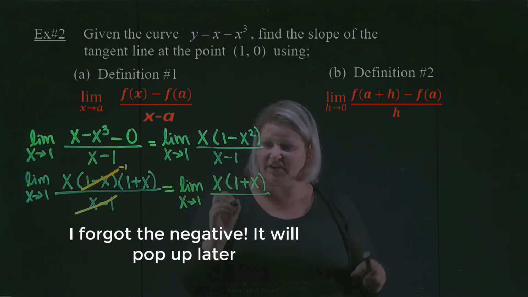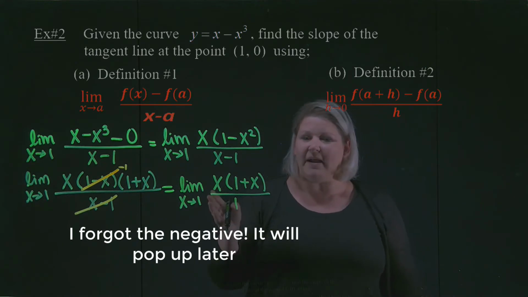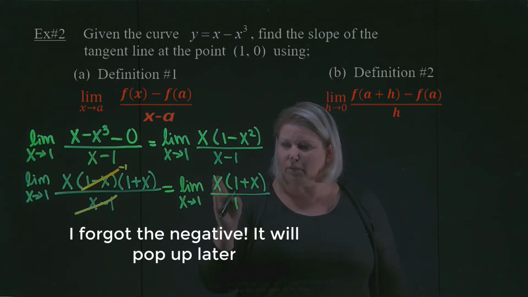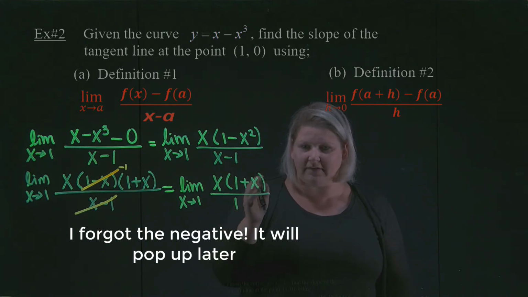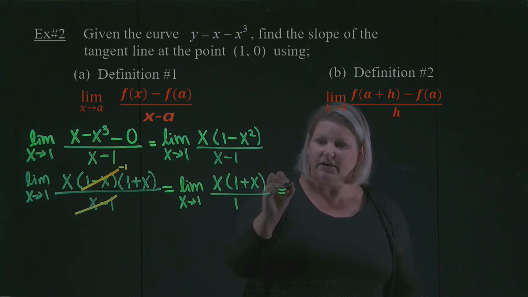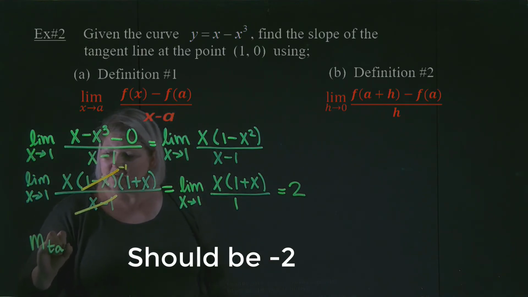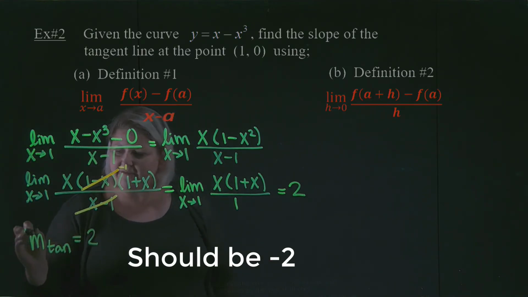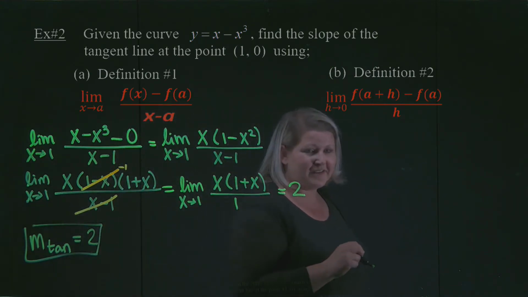This is 1. We can ignore it. Okay. Now I'm going to plug in 1. So I'm going to have 1 times 1 plus 1, which is going to give me 2. All right. So using this definition, the slope of the tangent, I found that to be 2. Specifically at the point x equals 1.